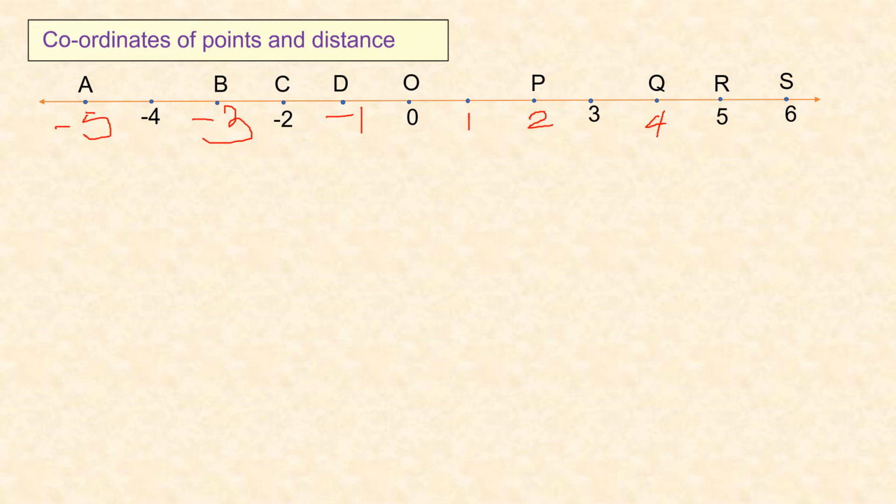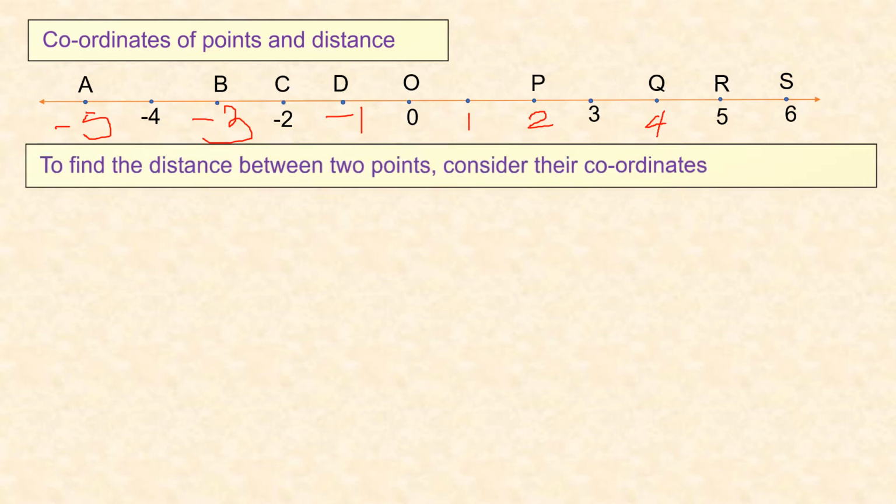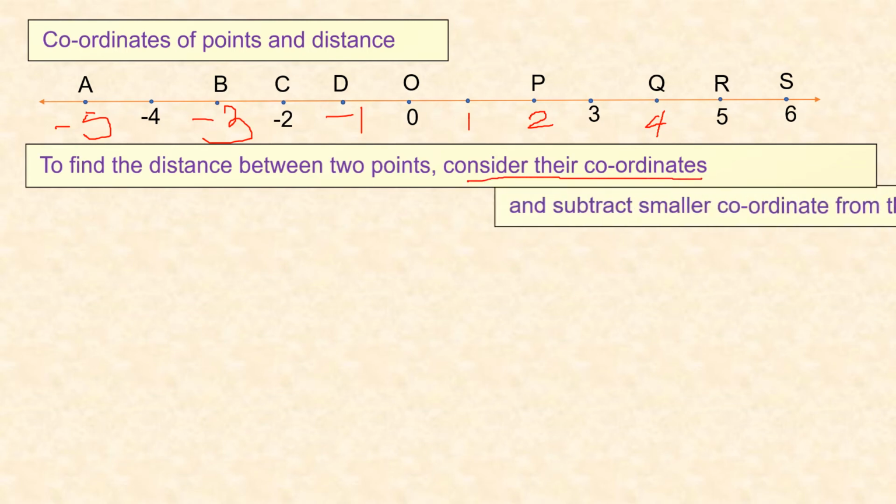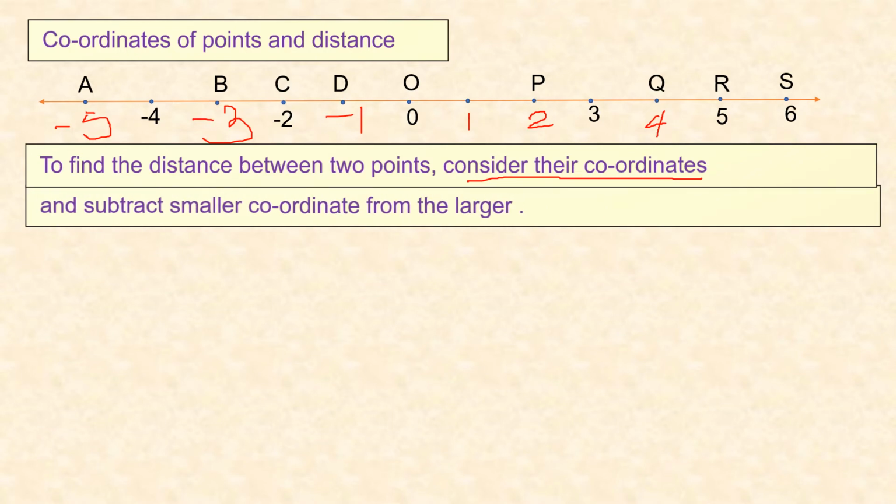How to calculate the distance between two given points? First, consider their coordinates and subtract the smaller coordinate from the larger. Means first we compare the coordinates of 2 points, then subtract the smaller from larger coordinate.